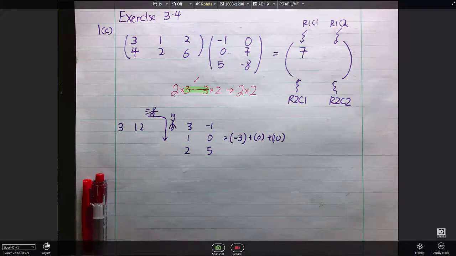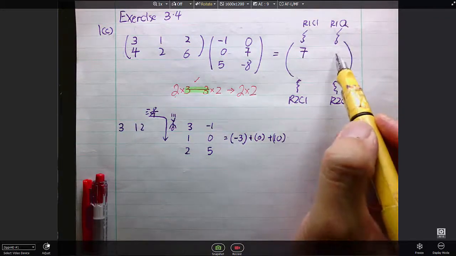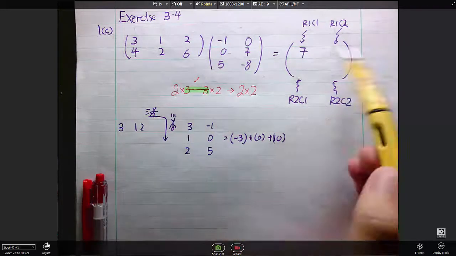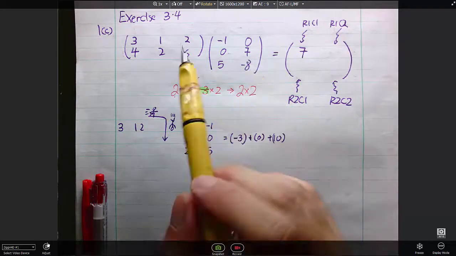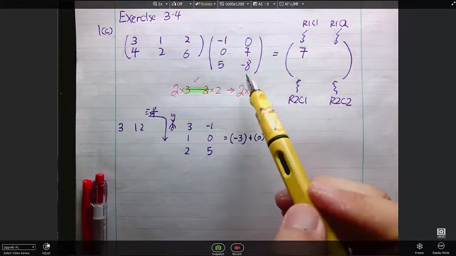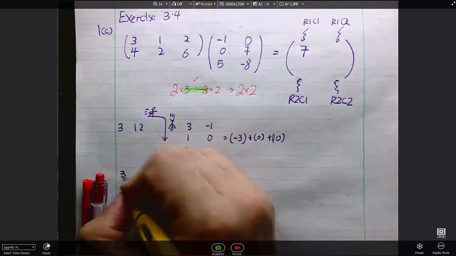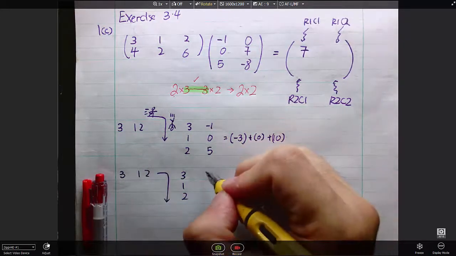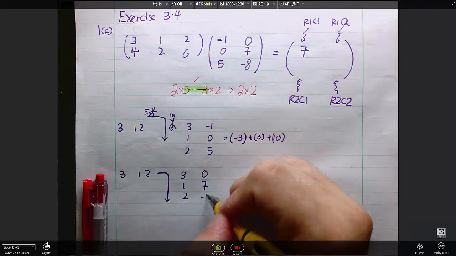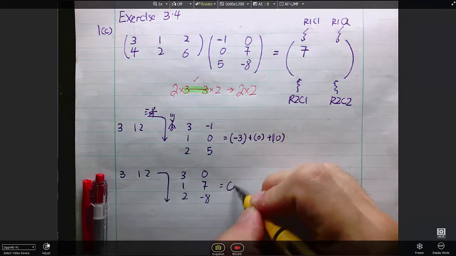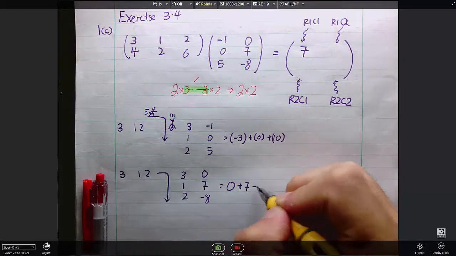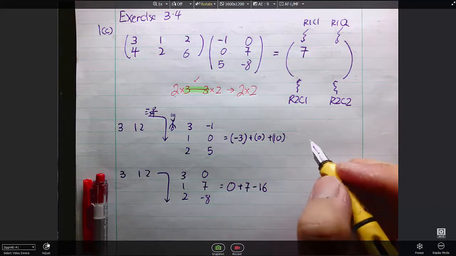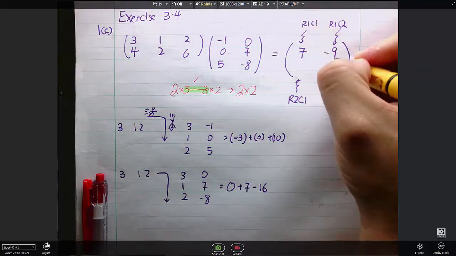Now we do row 1, column 2 of the resultant matrix. Again I take row 1 from the first matrix, and column 2 from the second matrix. Same thing, 3, 1, 2 run and dive with column 2, which is 0, 7, and negative 8. So I get 3 times 0 is 0, 1 times 7 is 7, 2 times negative 8 is negative 16. Negative 16 plus 7 plus 0 will be negative 9.